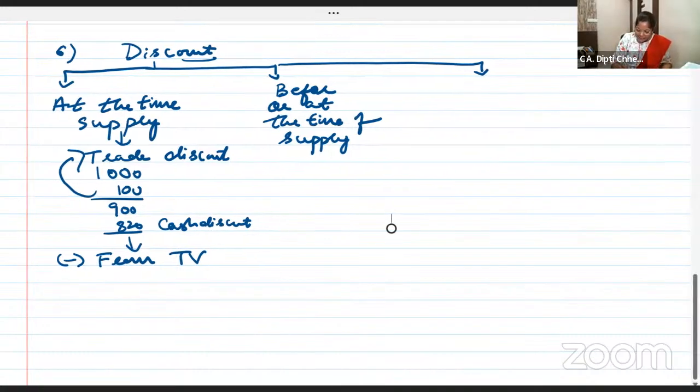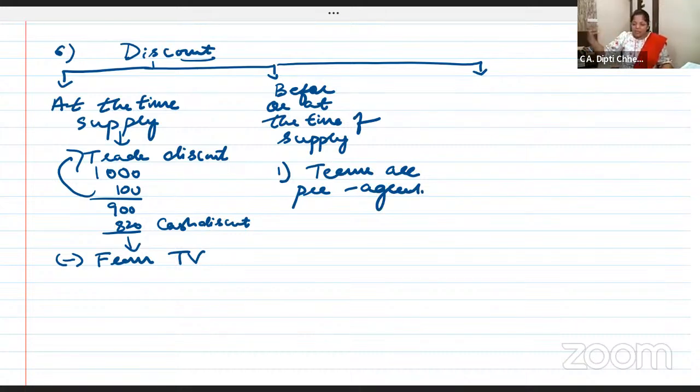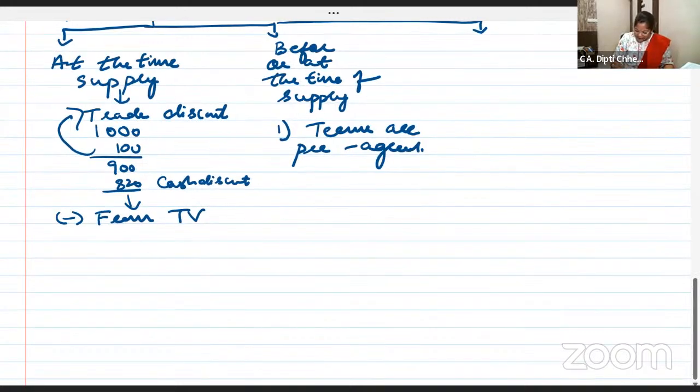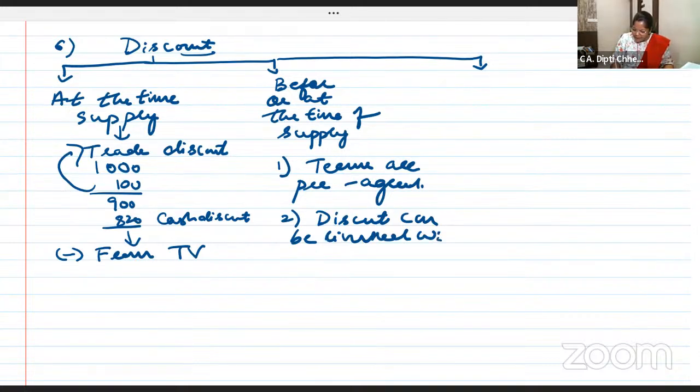So many times, before or at the time of supply, the terms are pre-agreed. Do you understand the meaning of terms are pre-agreed? In the examples you will be doing in the problems, the terms are pre-agreed. You know that this is going to be the discount. My hand is coming in between and the screen is getting paused. So the terms are pre-agreed. Second, discount can be linked with invoice. I am giving this in a very in-depth way so that you have no confusion in the exam. Terms are pre-agreed for the whole month, and then discount can be linked with invoice.